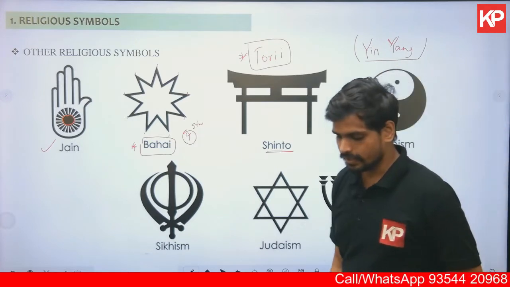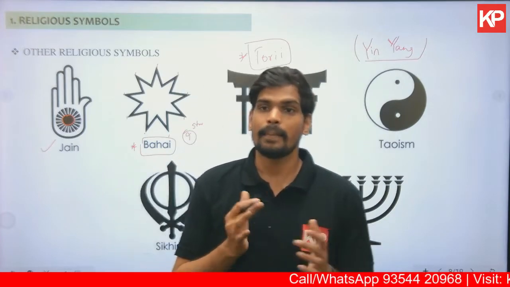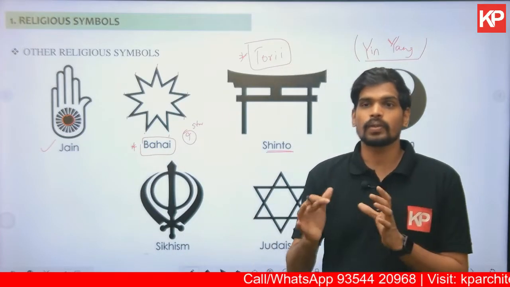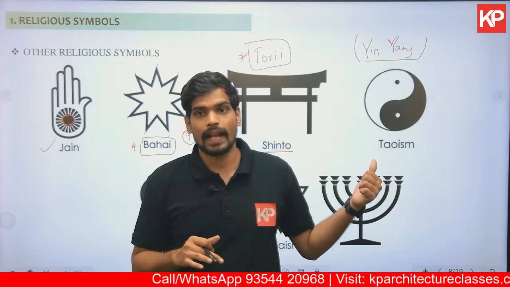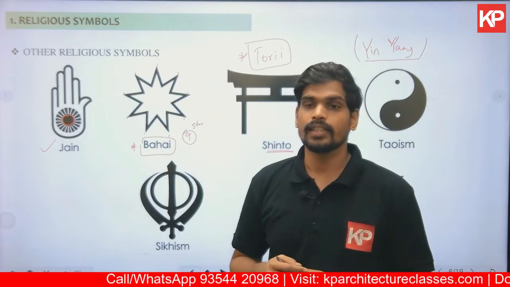This symbol represents the opposing forces in nature, good and bad, positive and negative. So opposing forces create a balance in the universe. That is the basic ideology of yin and yang in Taoism. That is also a religious symbol.